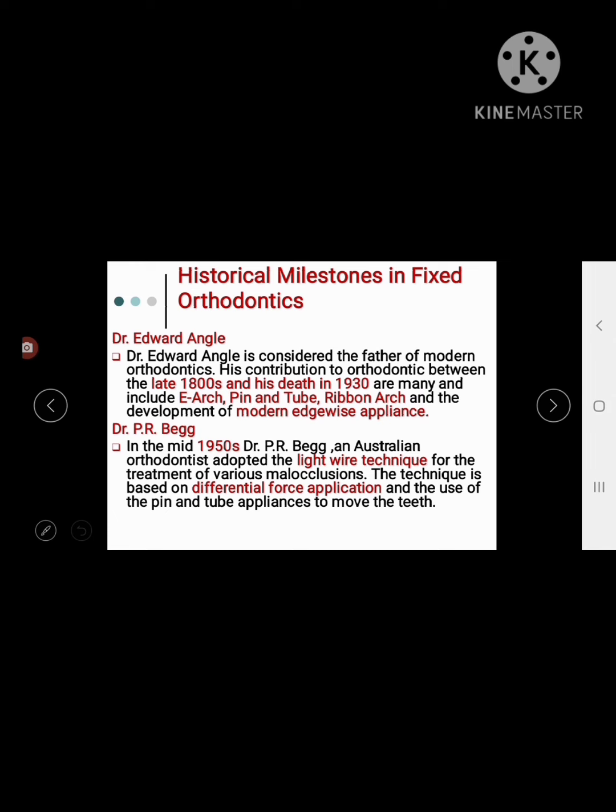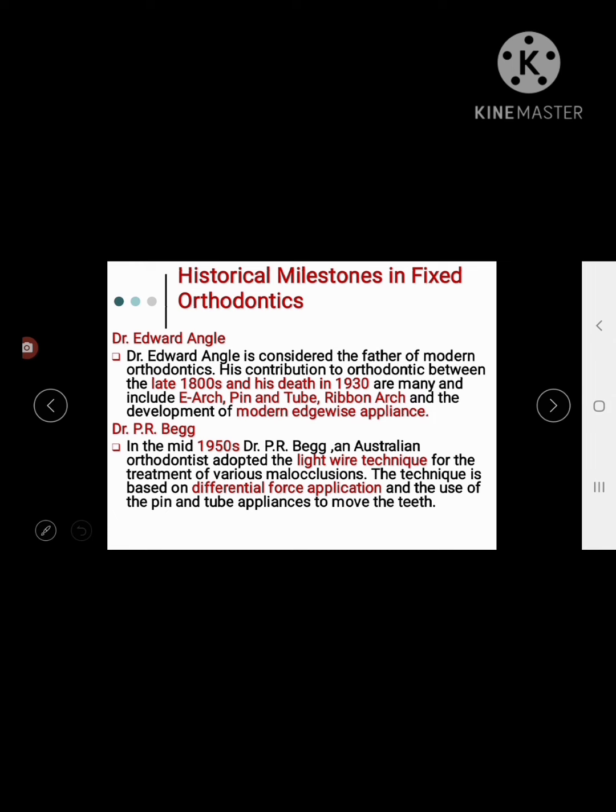His contributions to orthodontics between the late 1800s and his death in 1930 are many and include the E-arch, pin and tube, ribbon arch, and development of the modern edgewise appliance.